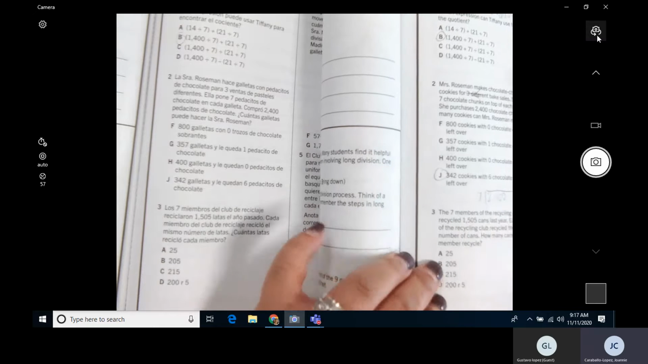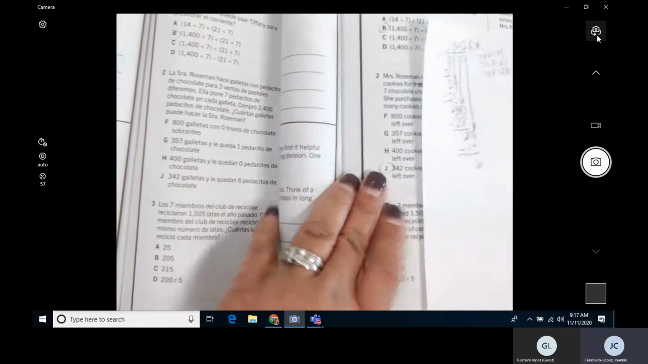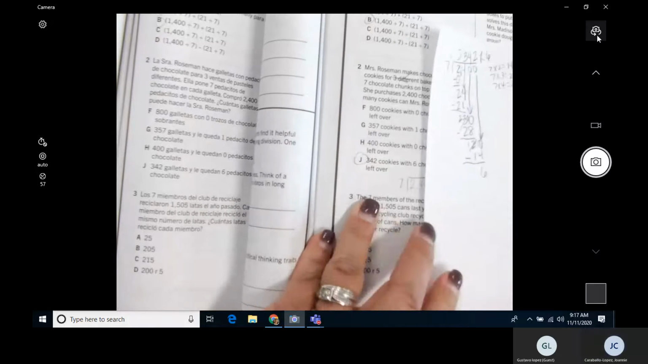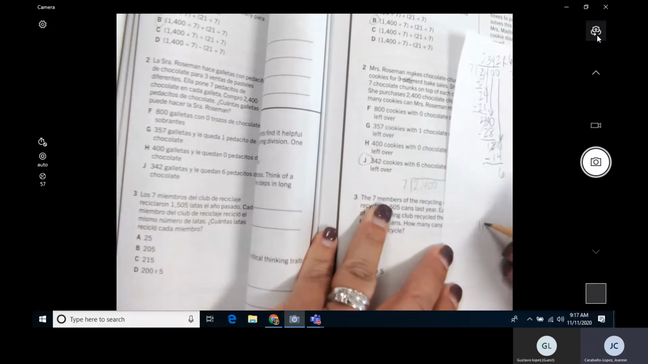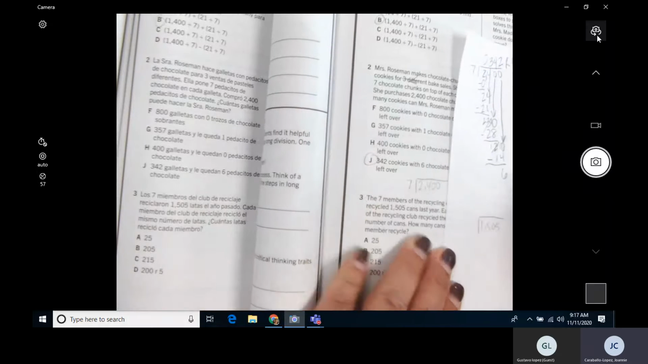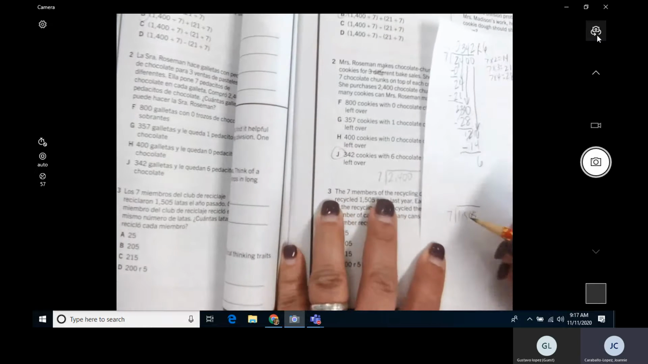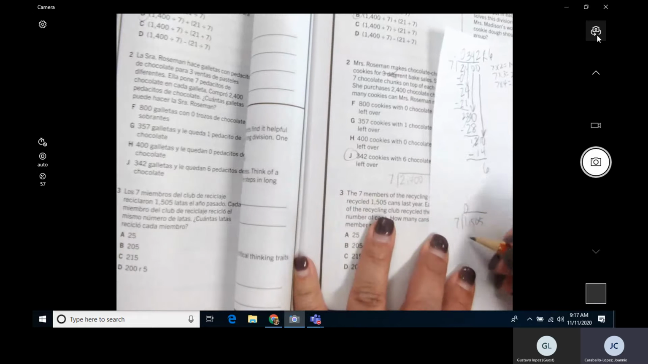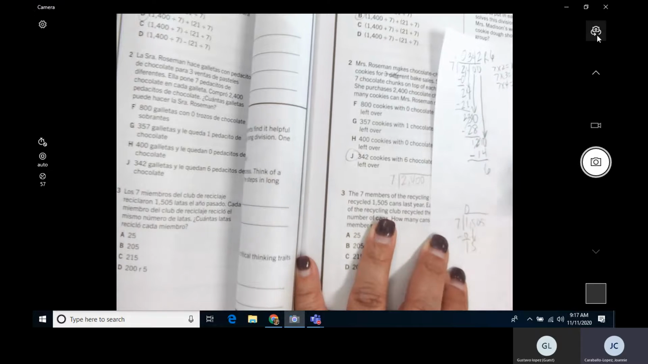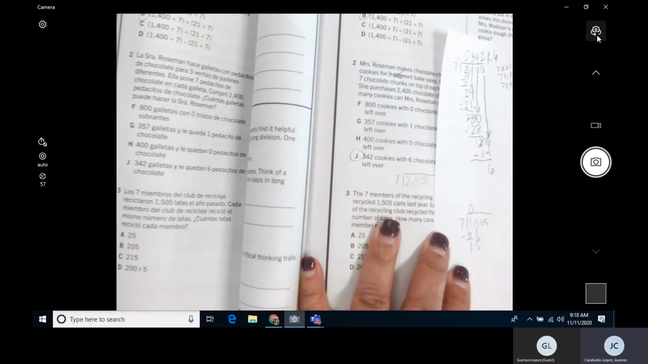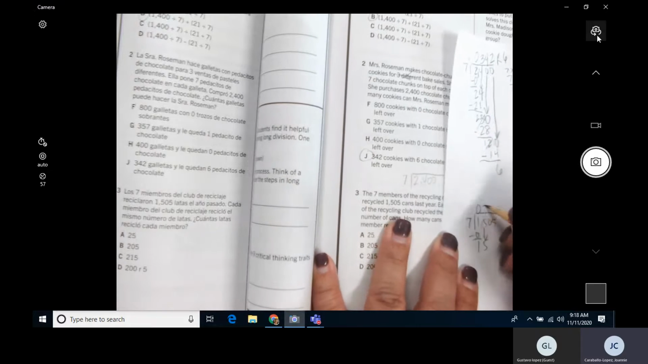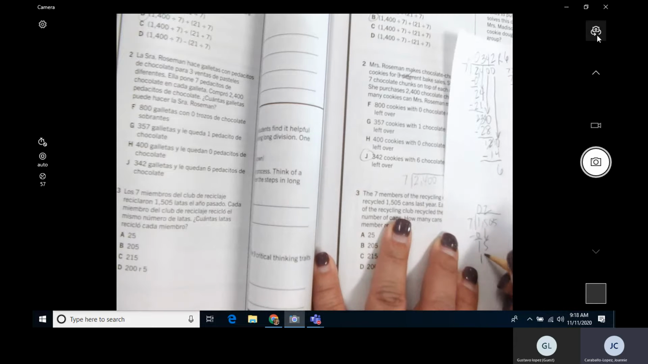¿Cuál es mi dividendo? What's my dividend, guys? 1,505. Very good. That is my dividend. What's my divisor? 7. So quickly, how many times does 7 go into 1? 0. We're going to subtract, and that's going to be a 1. Bring down the 5. 7 times what number will give me a number close to 15, but not greater than? 2. Excellent. So it's 7 times 2 is 14.